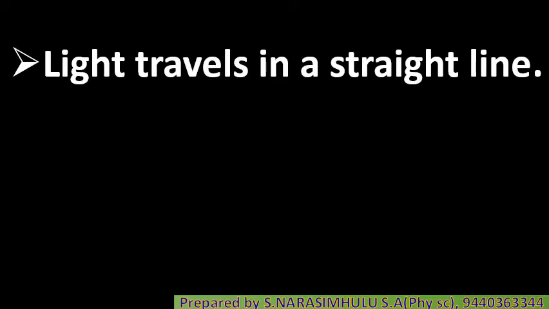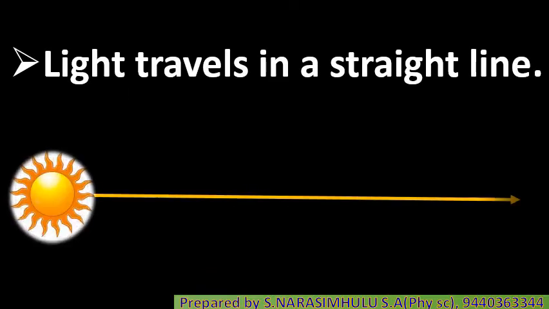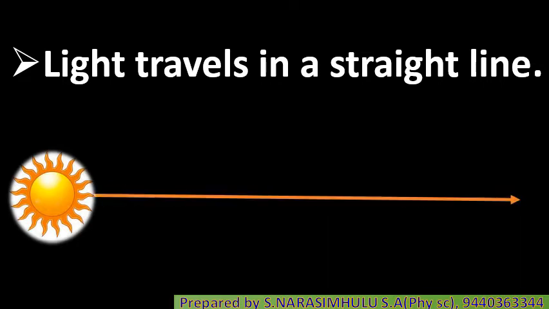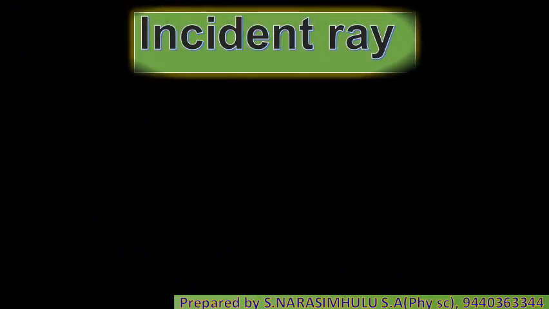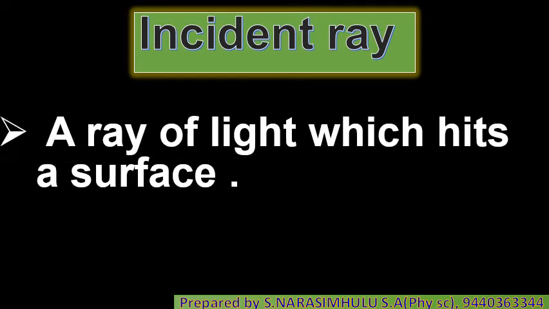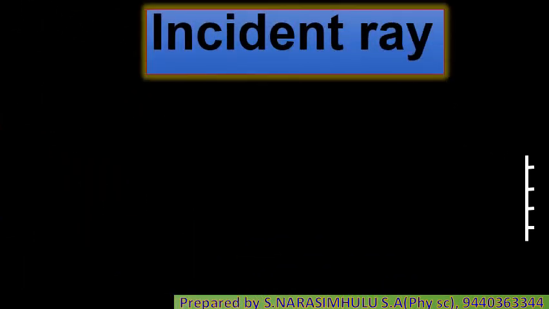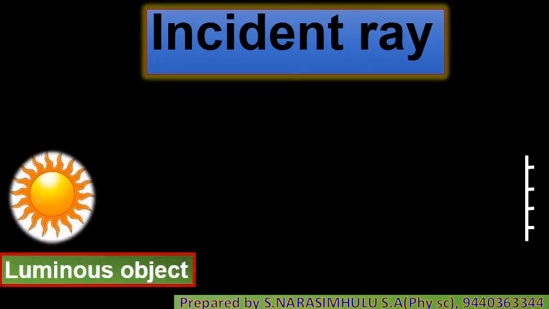Children, light travels in a straight line. Once again, children, light travels in a straight line. Incident ray. A ray of light which hits a surface. Children, see the animation picture of incident ray.